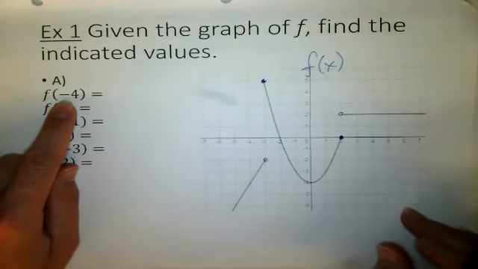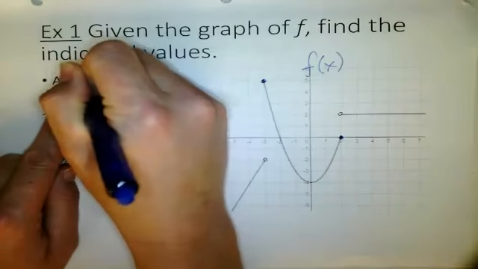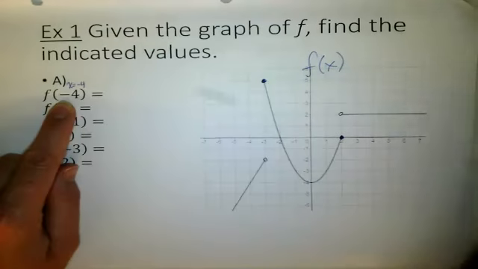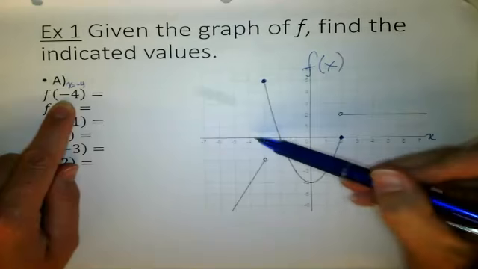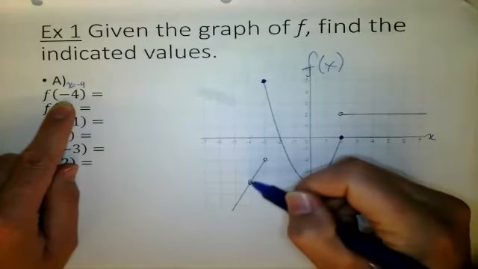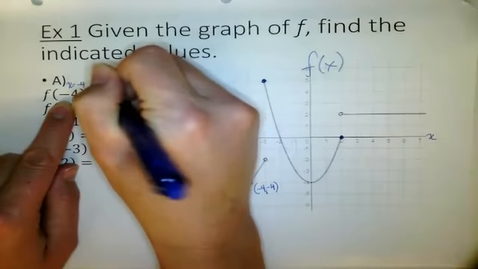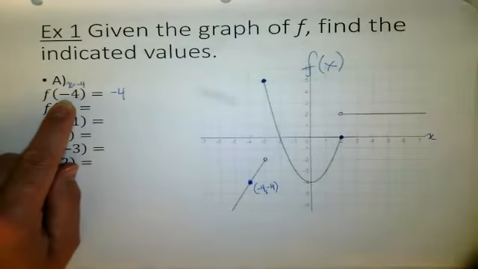Again, what does f of -4 really mean? X is -4. So we go to the x-axis, go to -4, and ask ourselves, what's the output? -4. The ordered pair is (-4, -4). The input is -4. The output is -4.